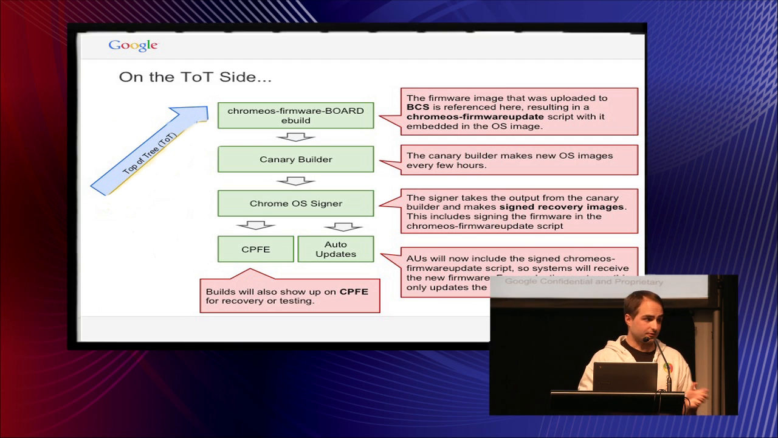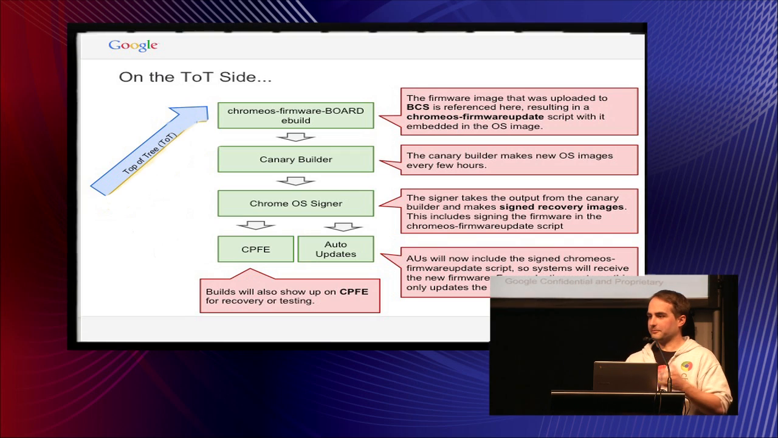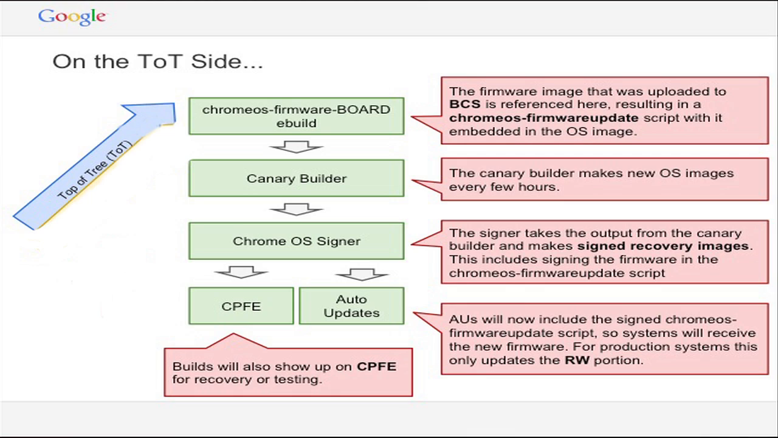So after the signer's done with it, what do we do next? There are a couple of different places it can go. For automatic updates, if the system is set up for AUs for this particular device, it will automatically go out over the internet and start hitting devices. Those will get updated, and their RW firmware and RW EC will now be the new one. Also, since you're working closely with us, you probably have access to the CPFE site, which we'll show some screenshots of in a little bit, and you can actually download the recovery images directly from there.